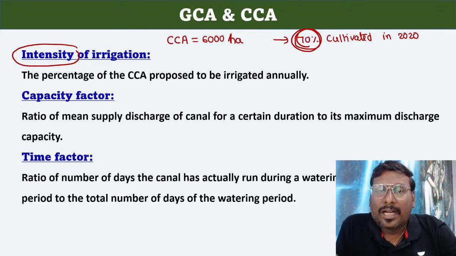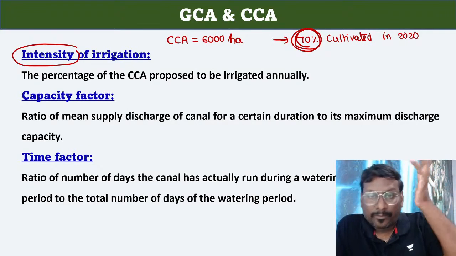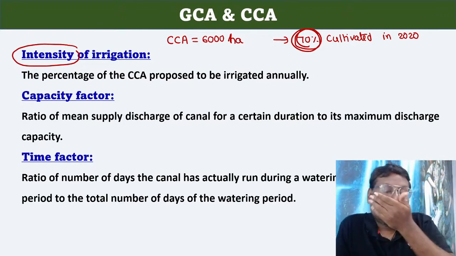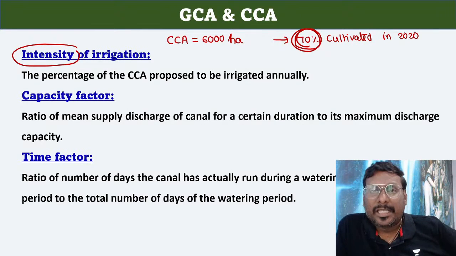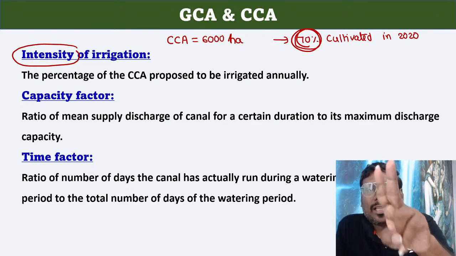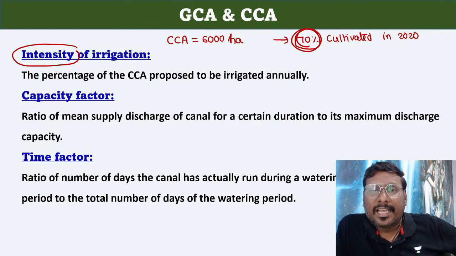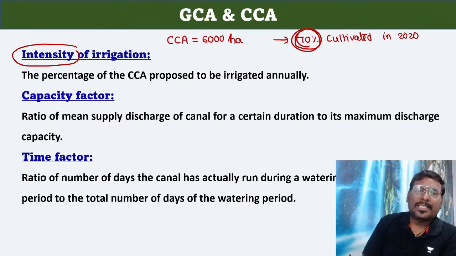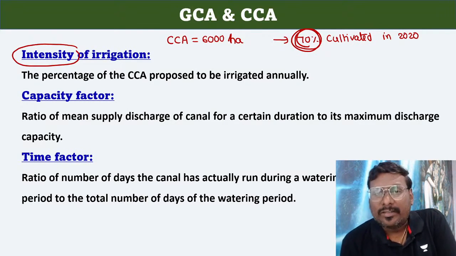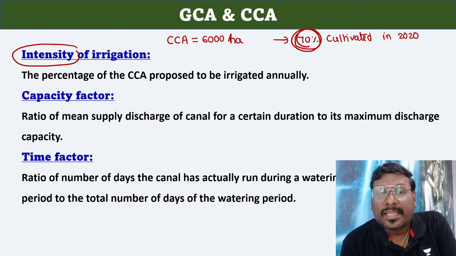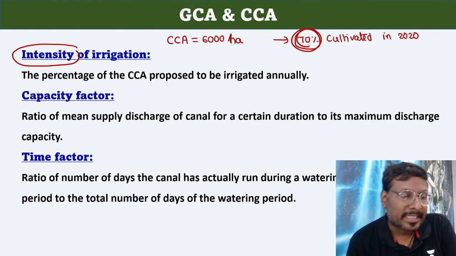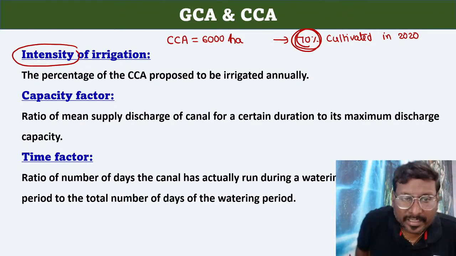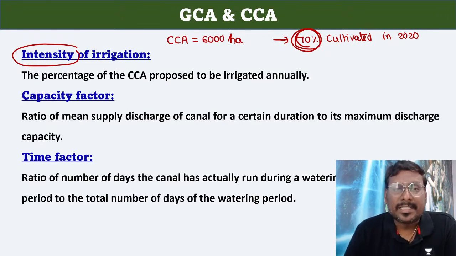That farmer, Ninad Garu, is preparing for the GATE exam, so this year cultivation is not done on 30% of his land. This year he is very busy with two activities: one is the GATE exam, another one is marriage. So no agriculture this year, and only 70% is cultivated. That percentage of the area of CCA cultivated is the intensity.